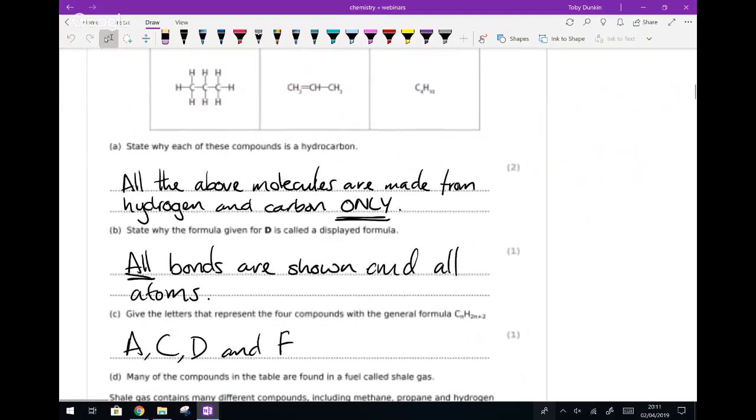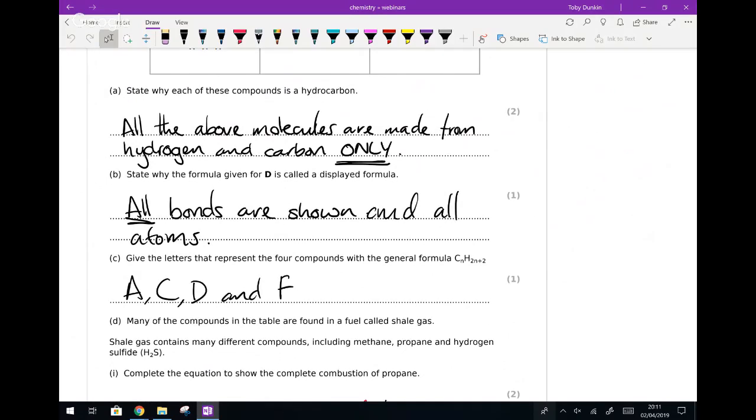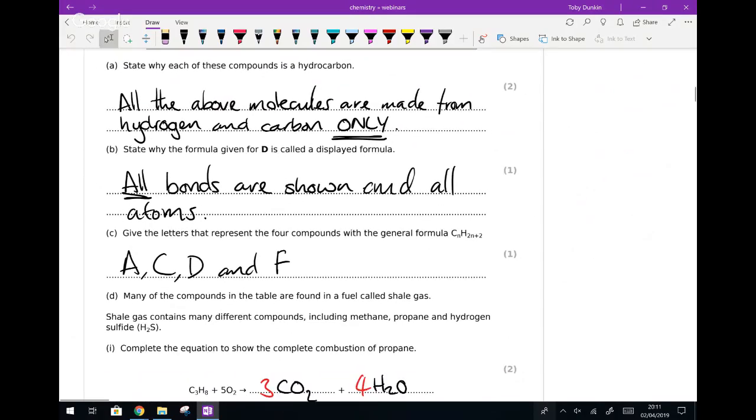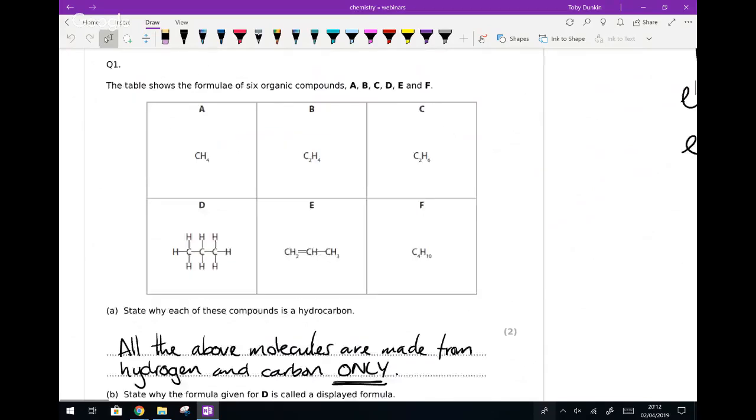I'm nearly there. There we go. State why the formula given for D is called a displayed formula. All bonds are shown and all atoms are shown. Very clear.